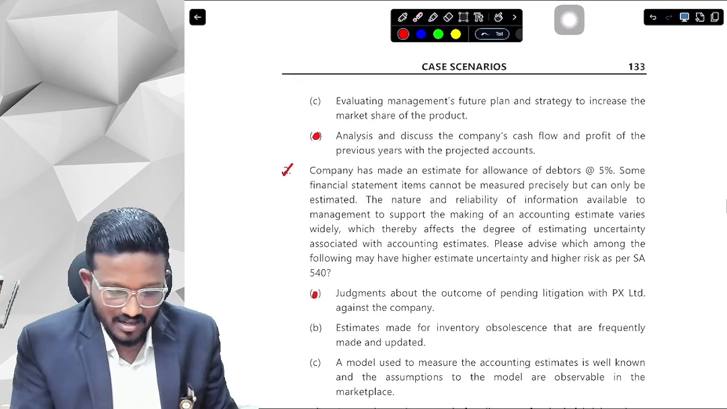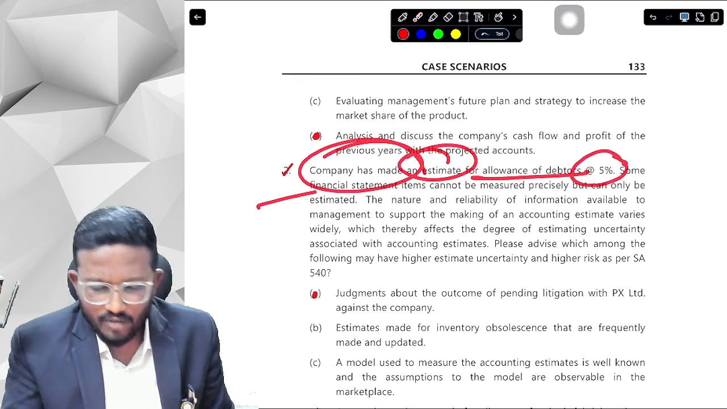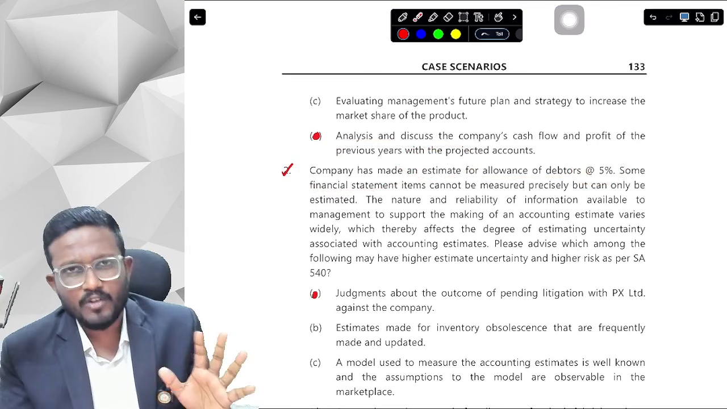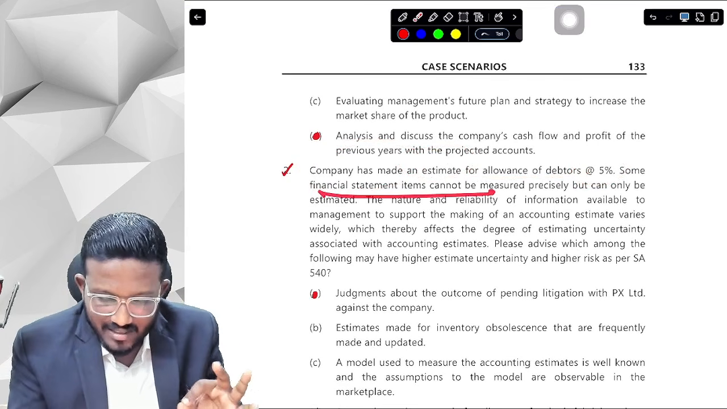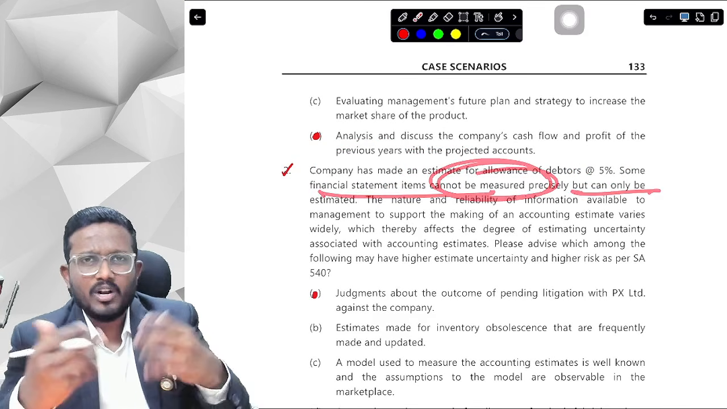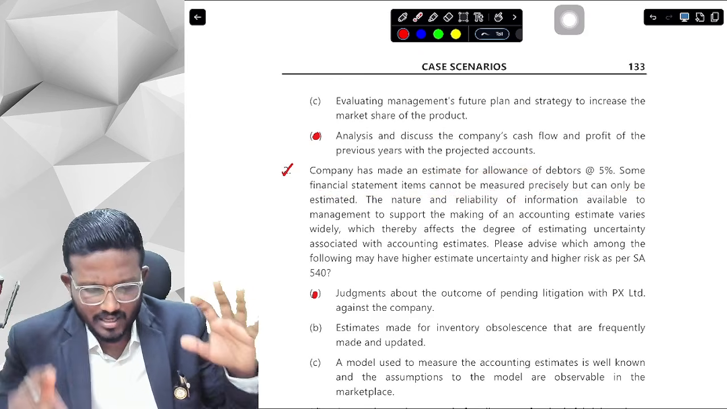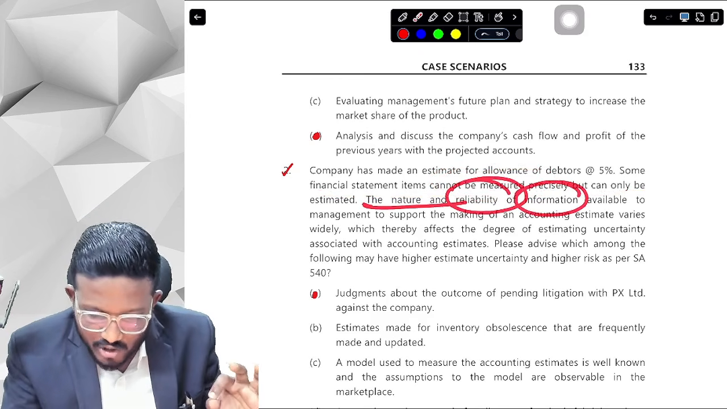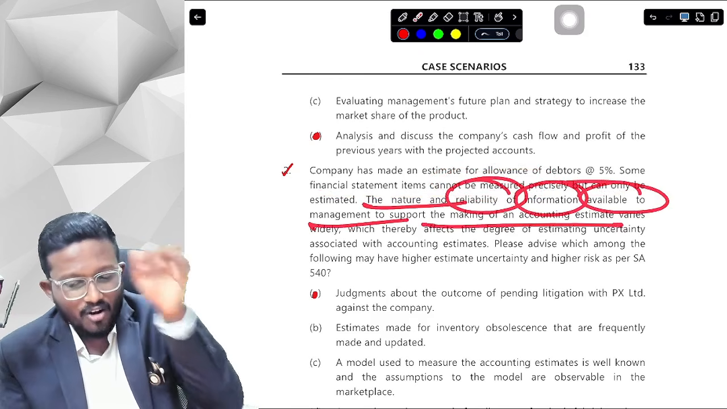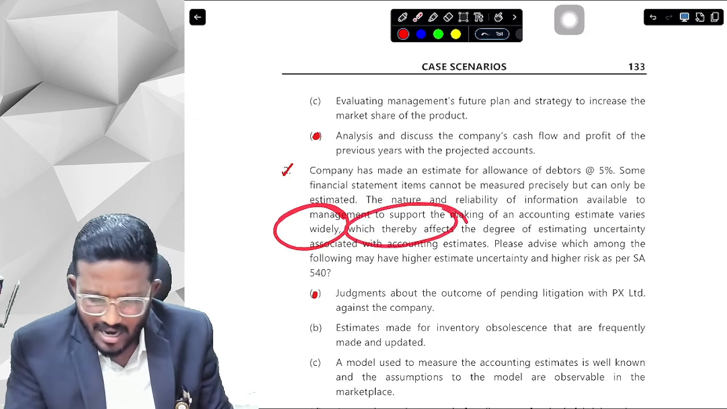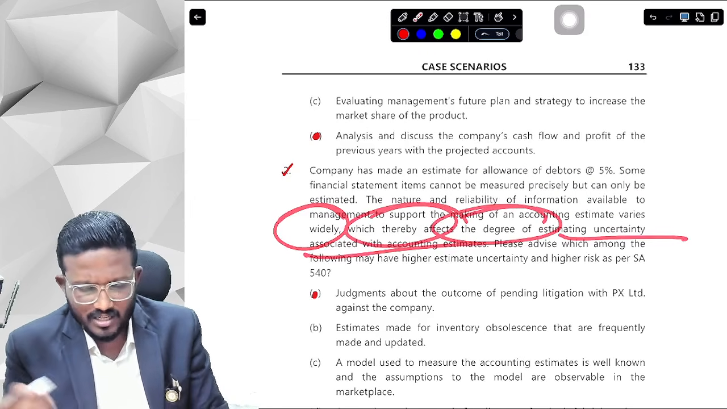Okay, yes. Next, company has made an estimate for allowance of doubtful debtor at 5%. We have made a provision for doubtful debtor 5%. Some financial statement items cannot be measured precisely but can only be estimated. Obviously, provision can only be estimated. The nature and reliability of information available to management to support the making of an accounting estimate varies widely, which thereby affects the degree of estimation uncertainty associated with the accounting estimate.